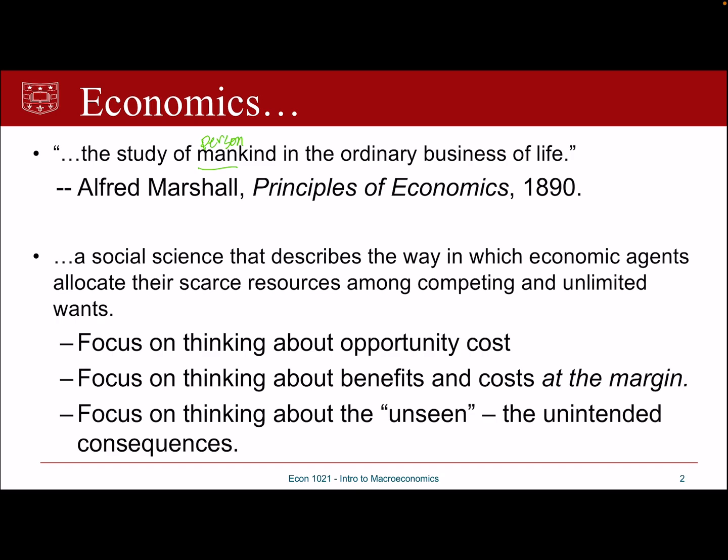That means that we are looking at a social science that describes the way in which economic agents are allocating their scarce resources among competing and unlimited wants. And in this, we focused throughout the semester on thinking about opportunity cost. We focused particularly on benefits and costs at the margins. So there were a number of places in which we had a rational rule of decision making about one thing and another. And obliquely, part of the skill set of being an economist is to also think about the unintended consequences.